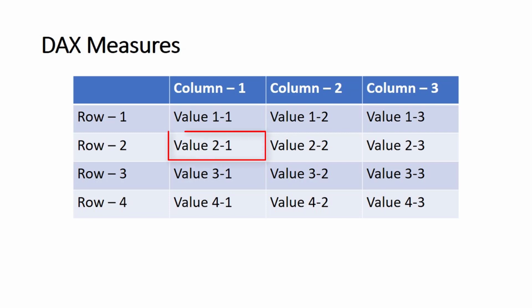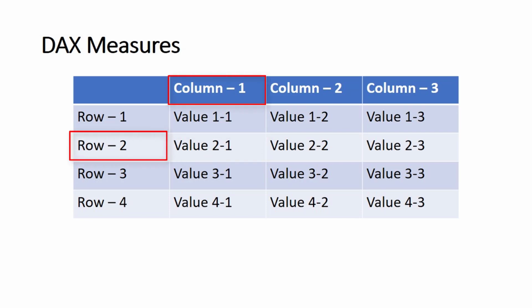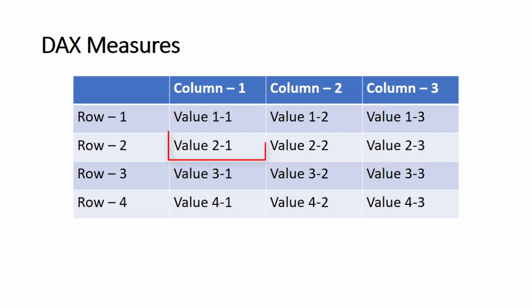The model will go on to calculate the second value of row 2 and the column 1. And when the data is filtered based on the value in the row 2 and column 1, there will be an answer. And that answer or that result will be put in the visual as value 2-1. This process is repeated for all of the values in the visual.